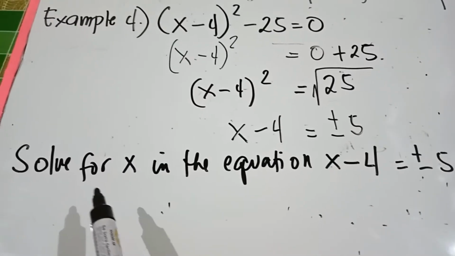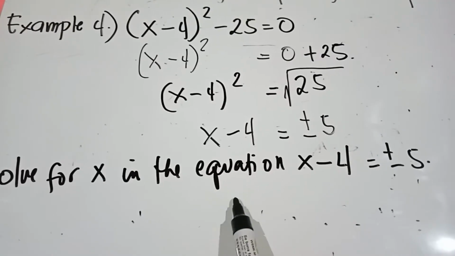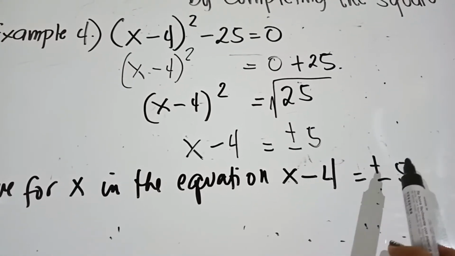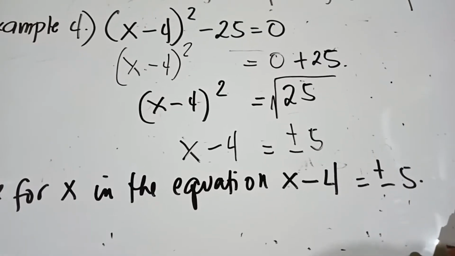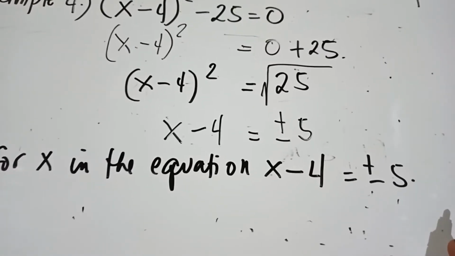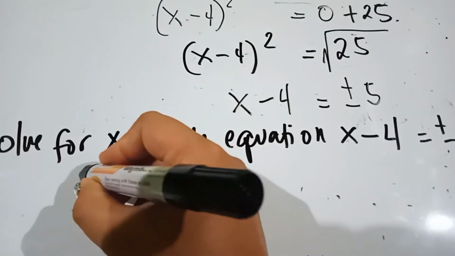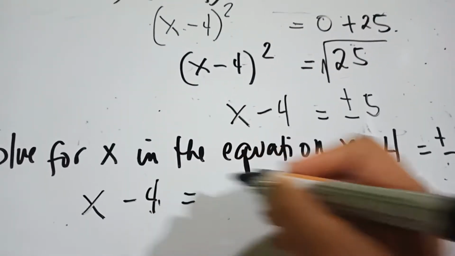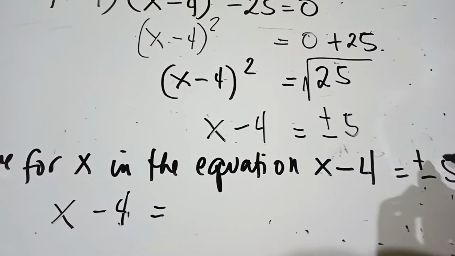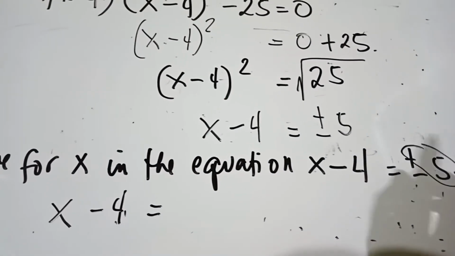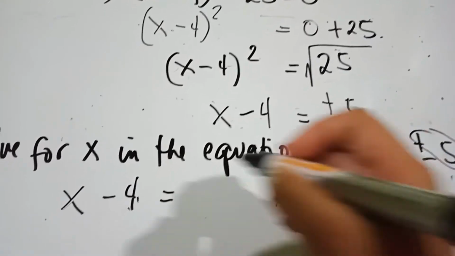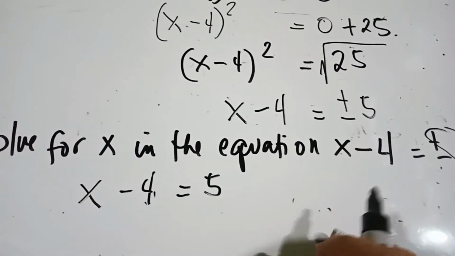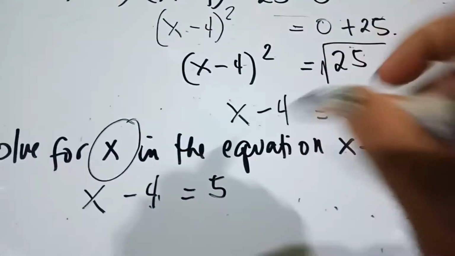Okay, so now we are going to solve for x in the equation x minus 4 is equal to plus or minus 5. Ang ibig sabihin, ang gagawin po natin is that ito yung given equation natin, which is x minus 4 is equal to what daw? So, unang gagamitin natin is positive 5. So, x minus 4 is equal to positive 5.